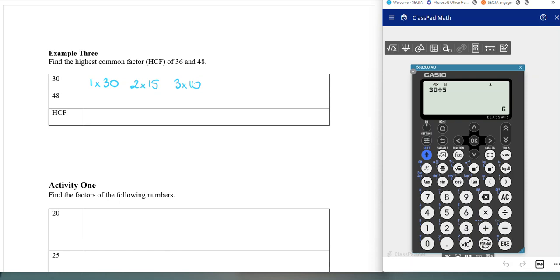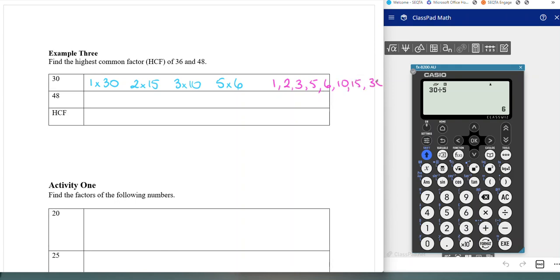5 times 6. Okay, the next number after 5 to check would be the 6, but because the 6 is already there, I found them all. So it's going to be 1, 2, 3, 5, 6, 10, 15, 30. So remember, you start with the first number in each pair: 1, 2, 3, 5, and then we do the second number going backwards: 6, 10, 15, 30. Is everyone okay?